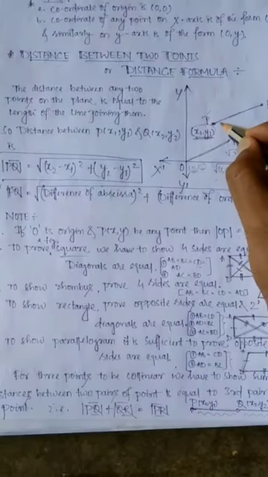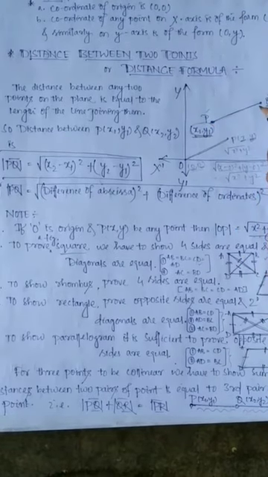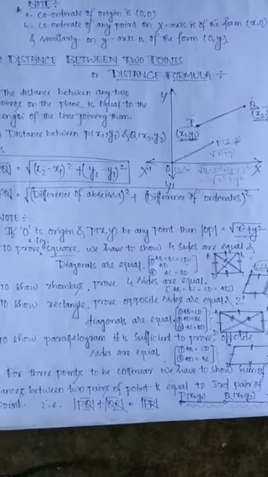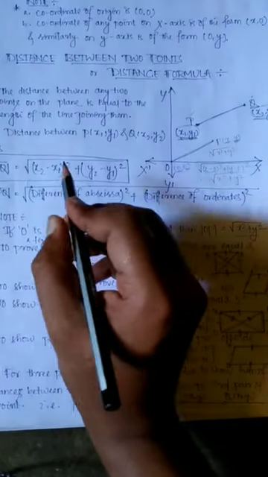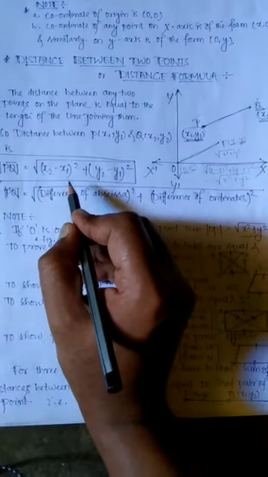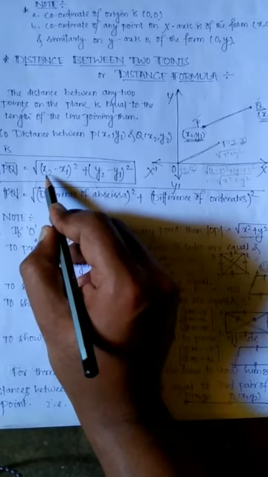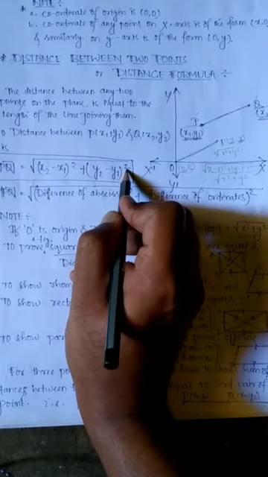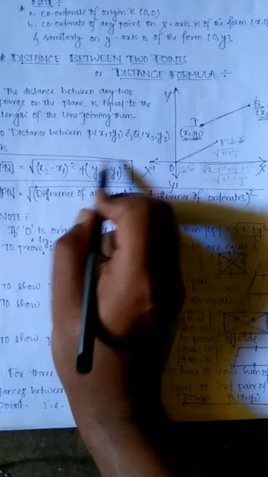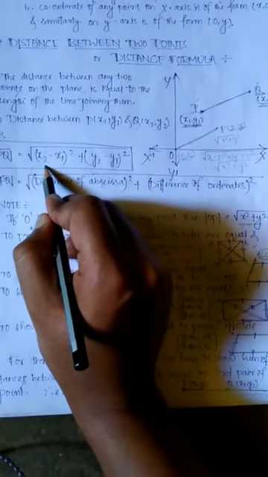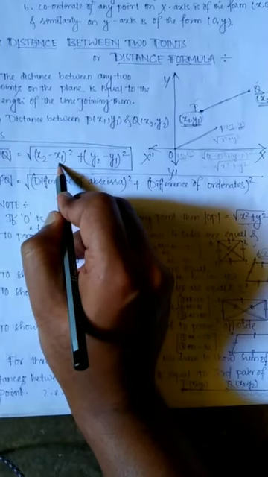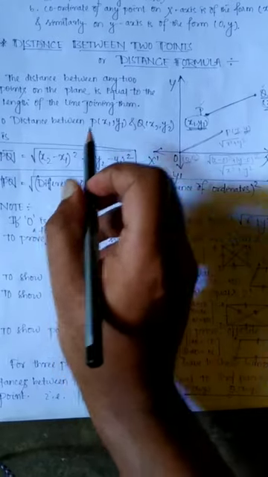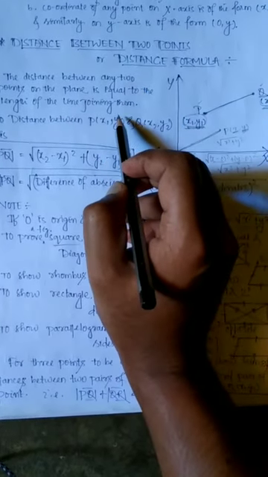So what is the length of the line PQ and how can we determine the length of the line PQ? The formula for the length of the line PQ is the square root of x2 minus x1 whole square plus y2 minus y1 whole square. That means the sum of the square of x2 minus x1 plus the square of y2 minus y1, whole square root. I have written whatever information I am using here.